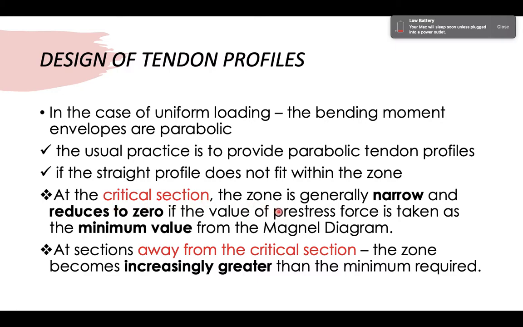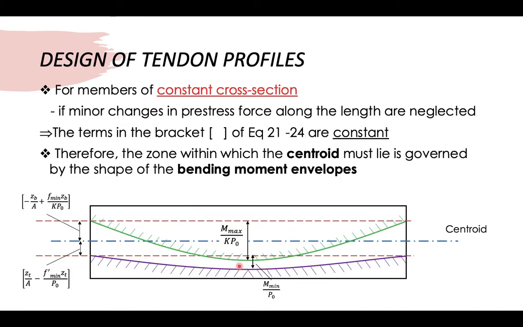So at the critical section, the zone is generally narrow, and reduces to zero if the value of pre-stress force is taken as the minimum value from the Magnel diagram. So if we are taking the minimum value from the Magnel diagram, as what we have determined previously, maximum and also minimum, then usually at the critical section, which is at the middle section of our beam, the value here will be equal to 0, whereas these two curves will touch.